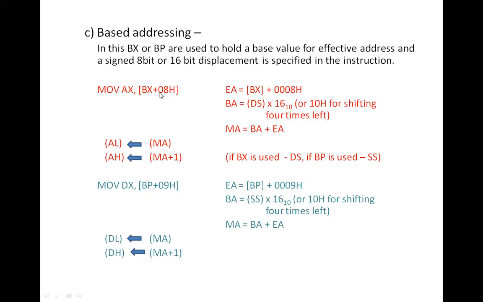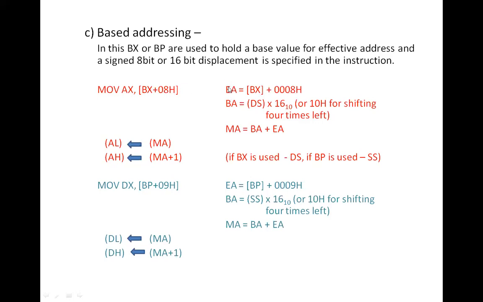So what does it actually mean? This means that BX contains an address, a 16-bit address. It has to be modified. It has to be displaced by 08. So the effective address is first calculated with the content of BX plus 0008 to get the effective address.